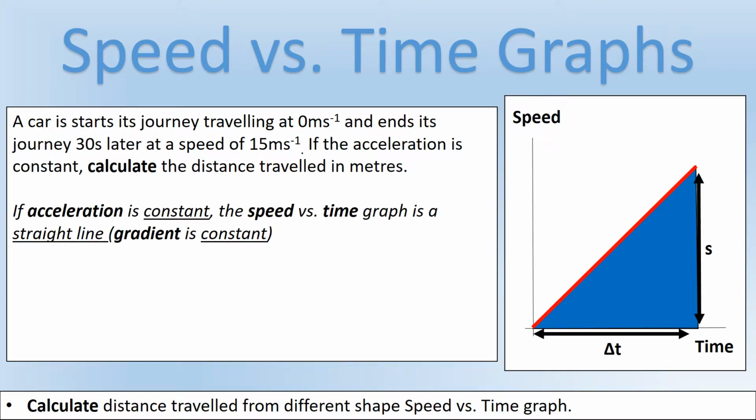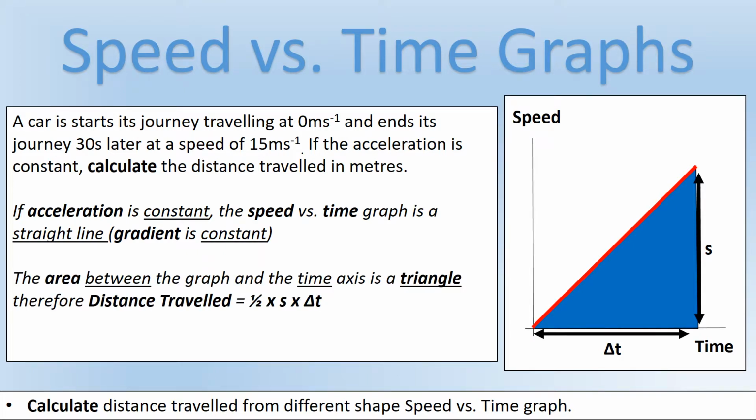So if acceleration is constant, that tells us that this graph is a straight line, because the gradient of a straight line is constant, and acceleration is the gradient of this graph. So we can see that the area between the graph and the time axis is a triangle in this case. The area of a triangle is half times base times height. The height is the final speed, which was 15. The time was 30 seconds. So we're going to do half times 15 times 30, which gives us 225 meters traveled.